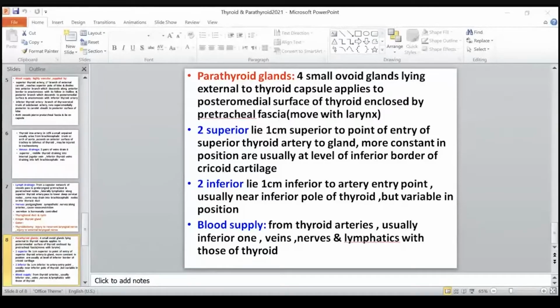The parathyroid glands secrete parathyroid hormone, which is responsible for the regulation of the level of calcium in the blood. It acts on the bones. When there is decreased level of calcium in the blood, then calcium is resorbed from the bones into circulation, and vice versa.